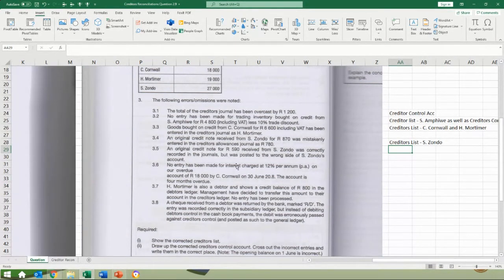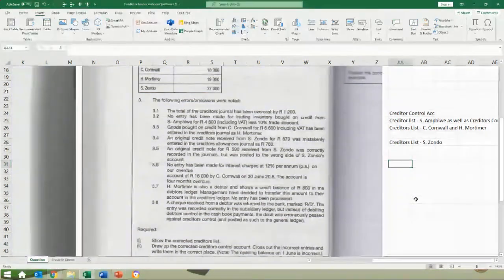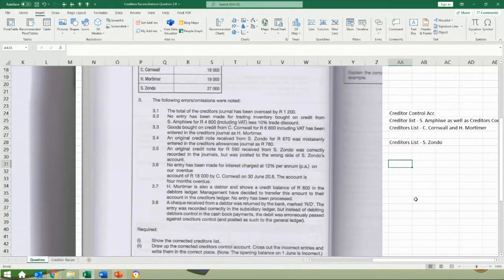Okay, then 3.6, let's look at what that says. They tell you no entry has been made for interest charged at 12% per annum on an overdue account of 18,000 by C. Cornwall on 30 June 2008. The account is 4 months overdue. Okay, so because we have not done an entry for this, we haven't passed a general journal for the interest that needs to be charged to our account or to the creditor's account.